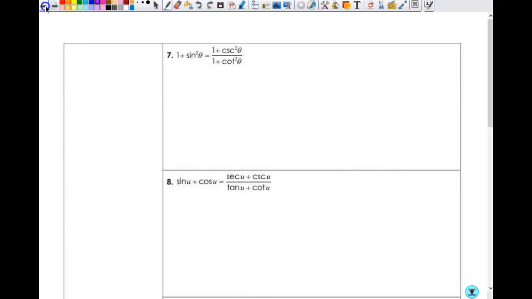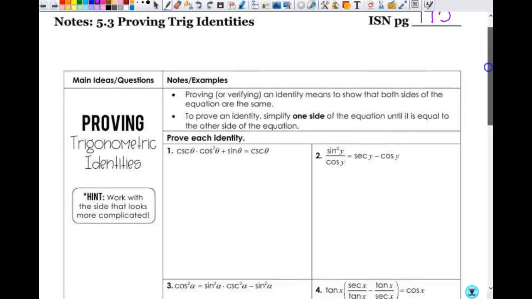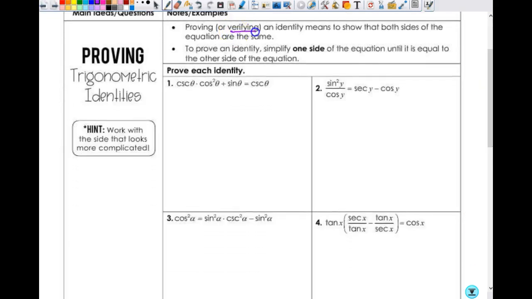Hang on, weird things happen. So proving or verifying an identity means to show that both sides of the equation are the same. So to prove an identity, you simplify one side. That's the key. You're only working with one side of the equation until it is equal to the other side. So how do you know where to start? Here's this hint that's very, very important. It says work with the side that looks more complicated.